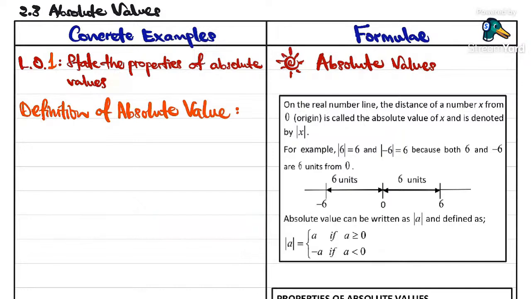So now let's begin with our lecture today, which is the absolute values. The first learning objective, LO is the learning objective, is to state the properties of the absolute value. Before I go to the properties of the absolute value, I think it is best for me to tell you what is the definition of absolute value.